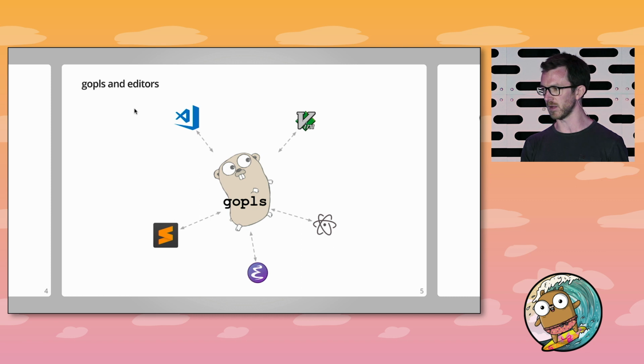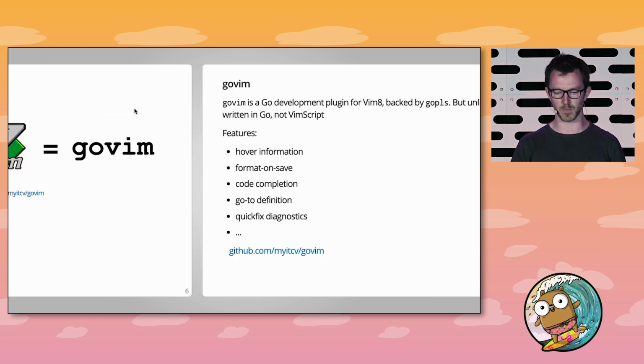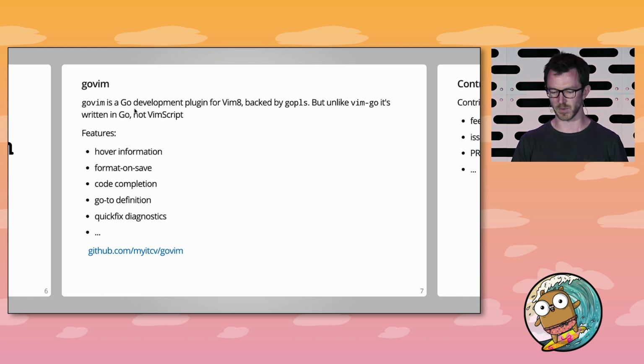So that's exactly why I'm here today, because I'm going to talk to you about govim, which is a Go development plugin for Vim, written in Go, as opposed to Vim script itself. And the primary thing that govim does is actually talk to gopls, the language server, so you get all that good stuff for free, and you don't have to worry about installing multiple tools at the same time. So as I said, govim is a Go development plugin for Vim 8, backed by gopls.